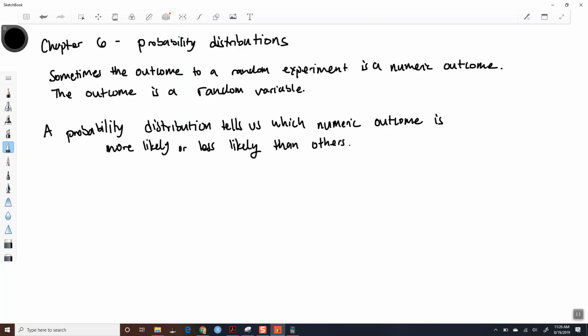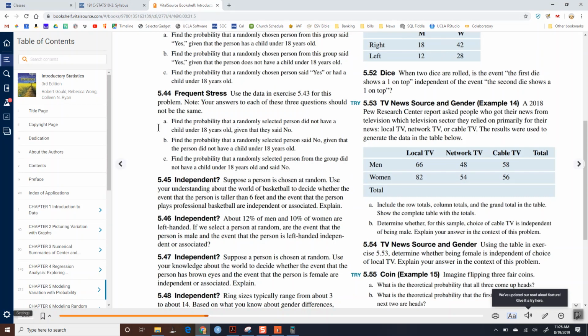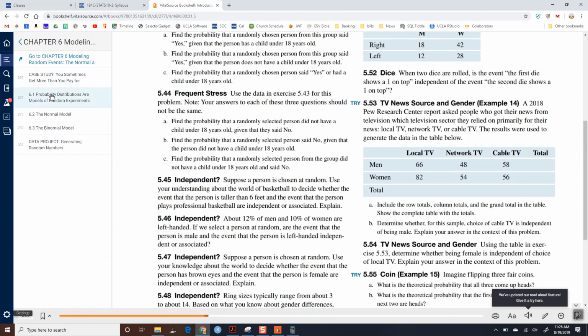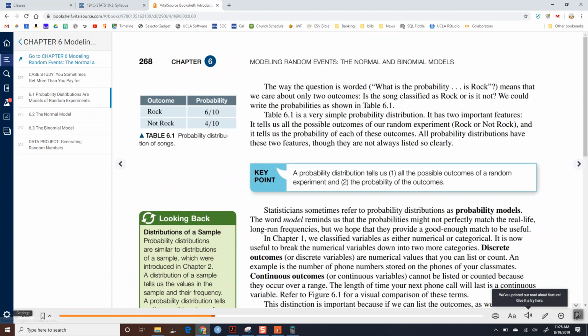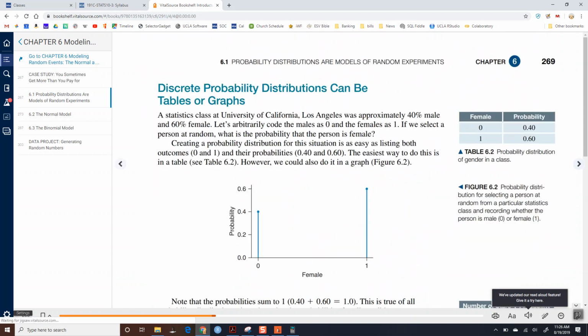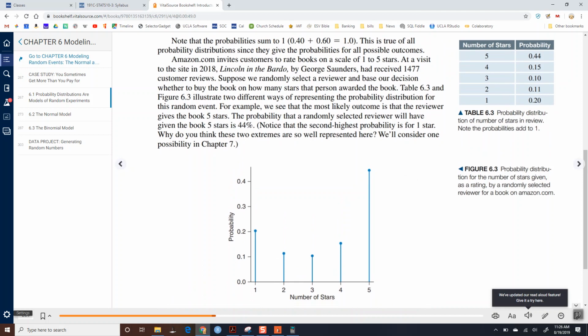Okay, so here in our textbook, jump to page 1. Okay, so here's some book on Amazon. Okay, Lincoln in the Bardo. I don't know, never read it.